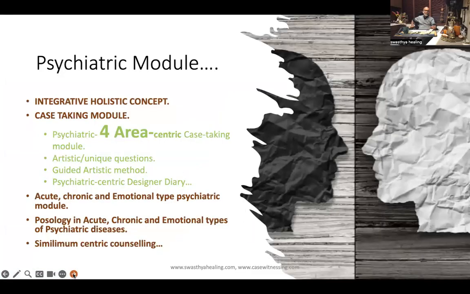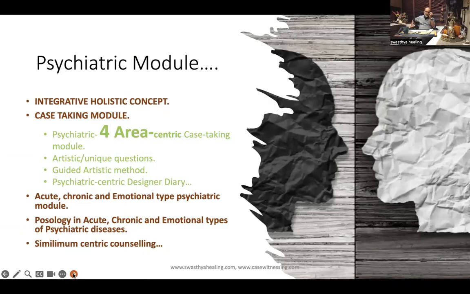So in this module, what I will be talking about is the whole concept of psychiatric disease as I understand it. The different types of psychiatric disease: acute, chronic, somatopsychic, psychosomatic. Then the four area centric case taking module. Artistic, unique questions and methods which are applicable to psychiatric patients. Then the psychiatric centric diary, which will help these patients note down all their PQRS in a specific section with specific questions and a method.